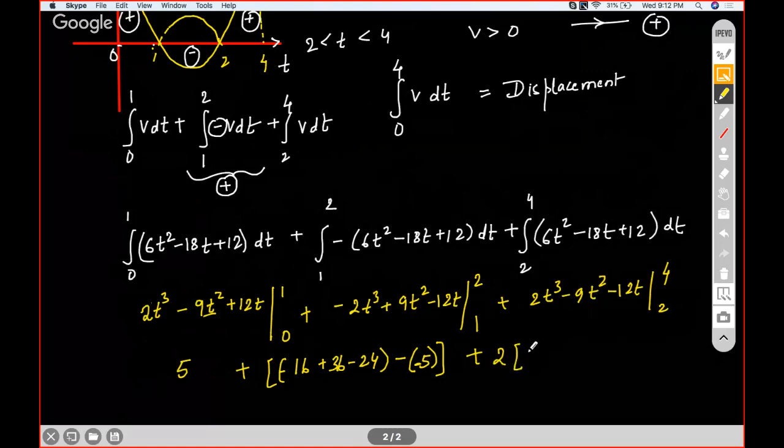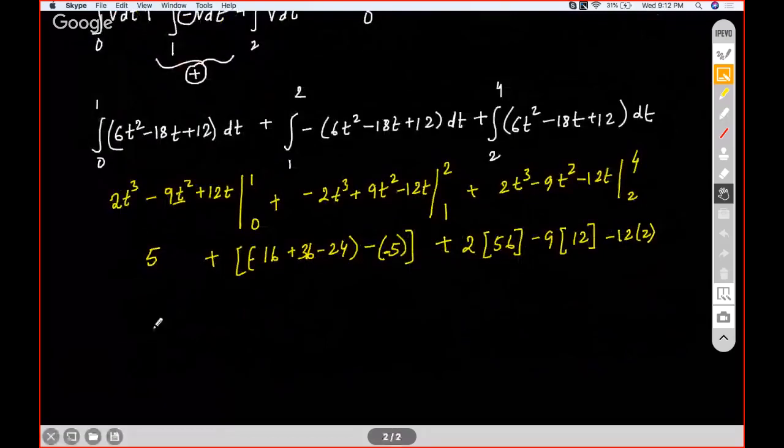This will be 4 cubed, that is 64. 64 minus 8 is 56. 16 minus 4 is 12. So that's 5. And here I'll get plus 20 minus 4. That's 1. And this will be 112 minus 108 minus 24. That's 6.